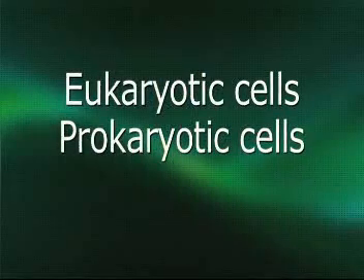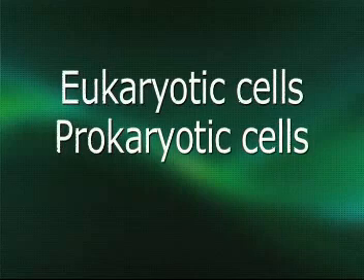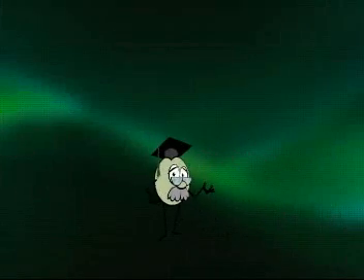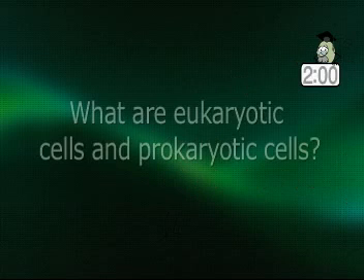Students, in grade 11, you studied the structure of plant and animal cells. You were introduced to the terms eukaryotic cells and prokaryotic cells. Spend the next few minutes recalling what you learned about these cells. Write down the information you remember, and I will see you in a few minutes. Students, let's get ready. Begin.